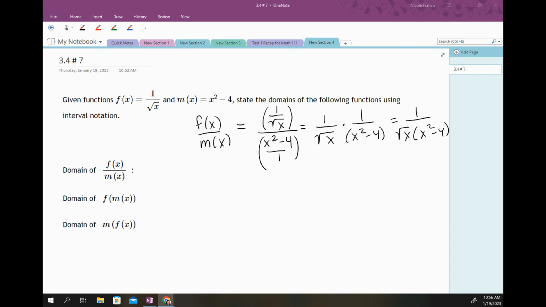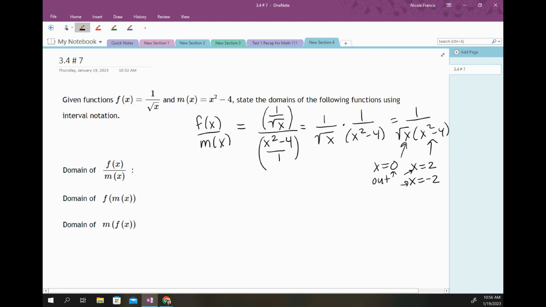First of all, let's rule out any of our zeros. x equal to 0 is out, not in the domain, because that would be 1 over 0. Where does x squared minus 4 equal 0? That's when x equals 2 or x equals negative 2. So those are all out. We can't have any of those. So we've got the division by 0 taken care of.